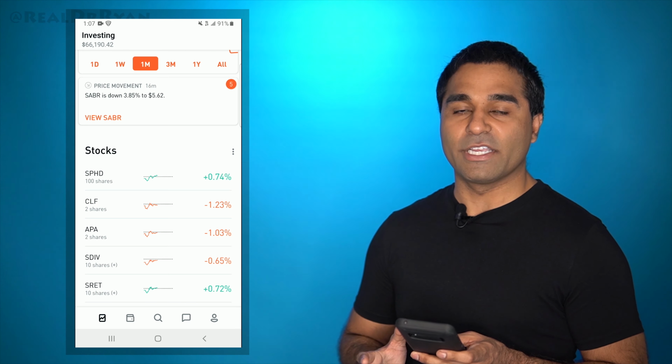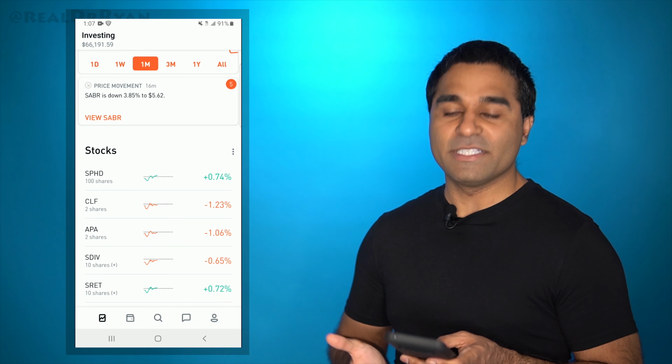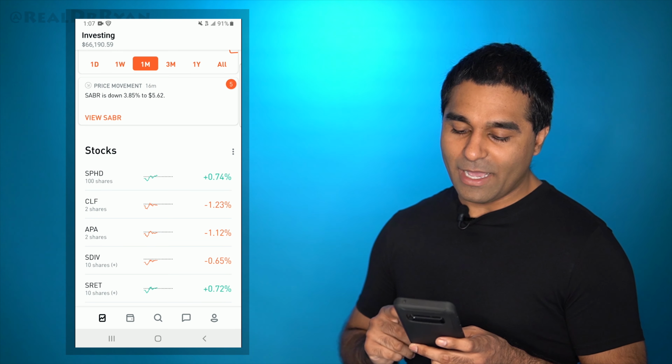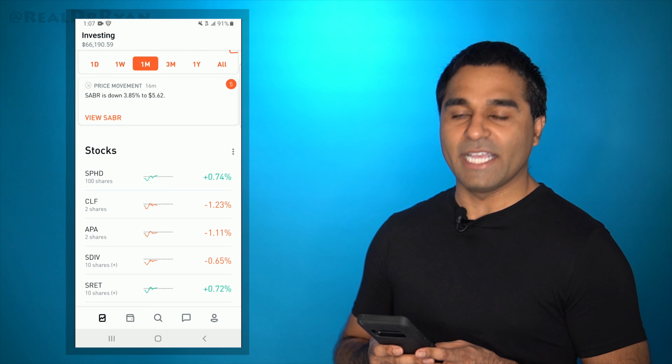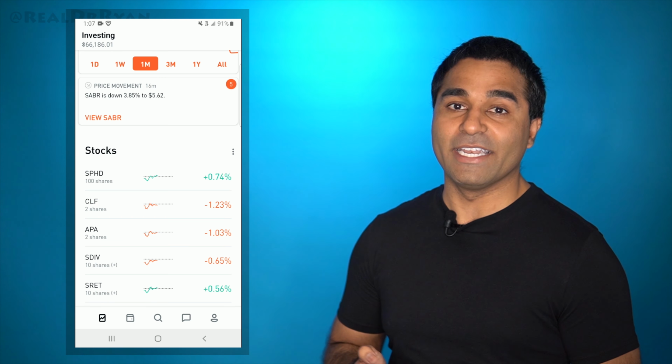If you go ahead and you click on percent change, it'll show you how much that stock has changed on that particular day. How much percent did it go up? How much percent did it go down? If it went up, it's in green. If it went down, it's negative. You'll see the SPHD here went up 0.74% today, and you'll see that CLF went down negative 1.23% for the day.